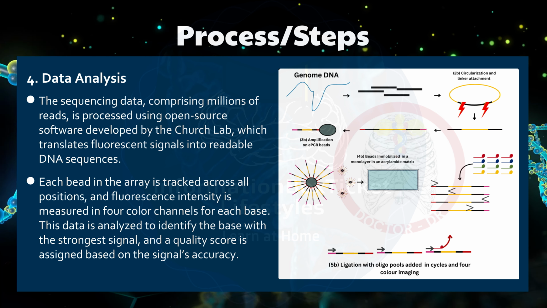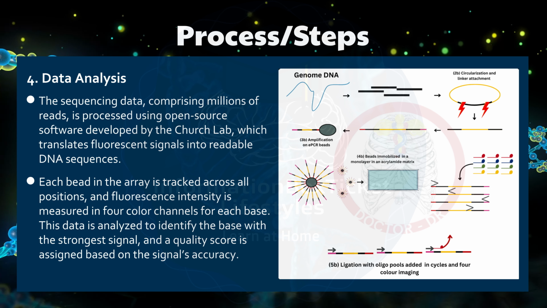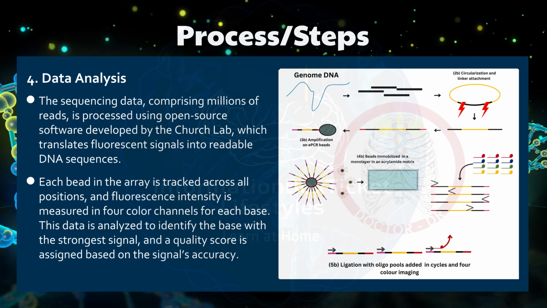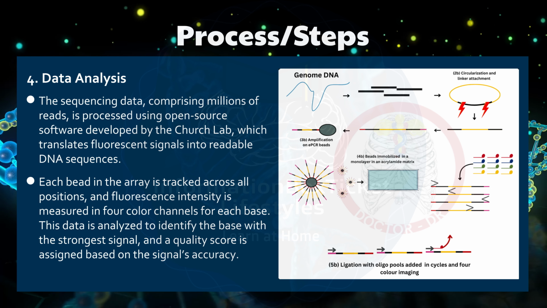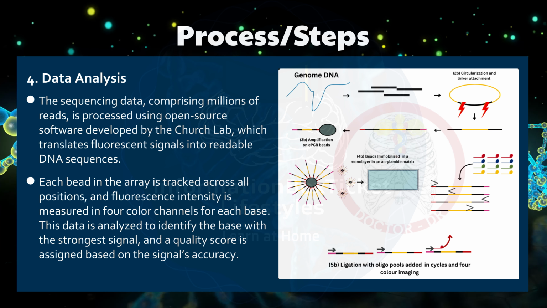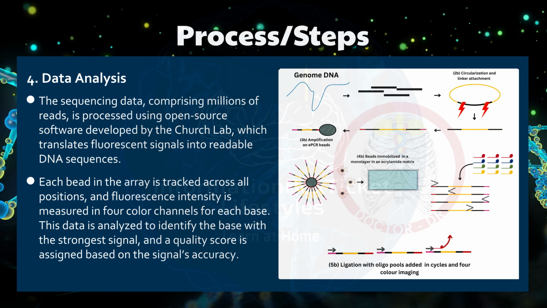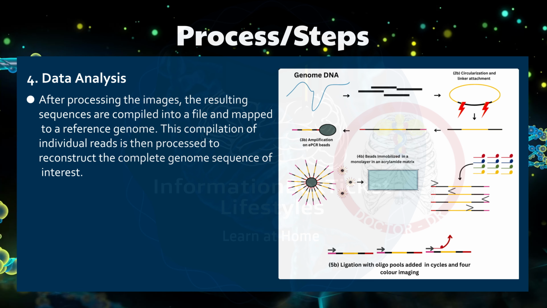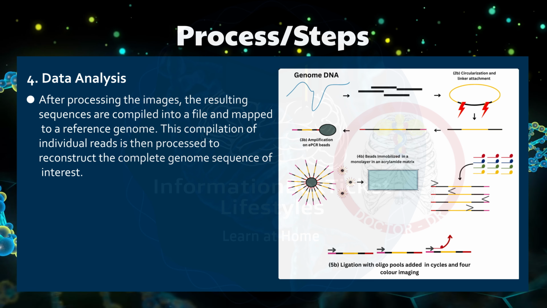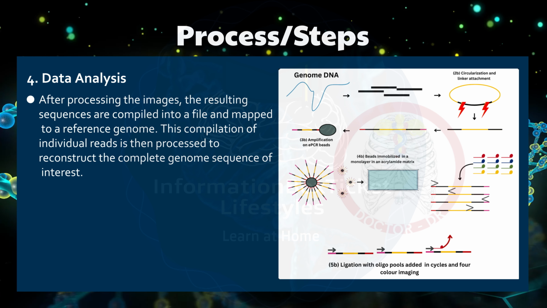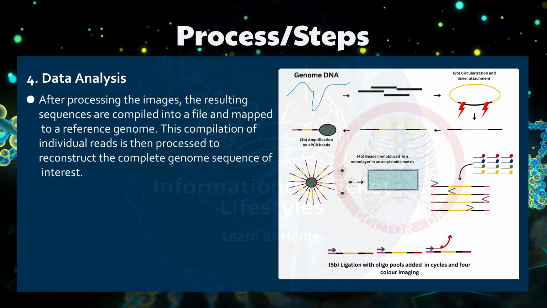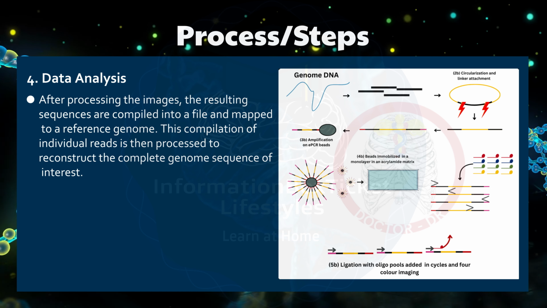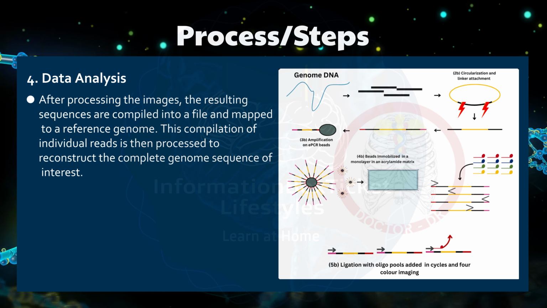Each bead in the array is tracked across all positions, and fluorescence intensity is measured in 4 color channels for each base. This data is analyzed to identify the base with the strongest signal, and a quality score is assigned based on the signal's accuracy. After processing the images, the resulting sequences are compiled into a file and mapped to a reference genome. This compilation of individual reads is then processed to reconstruct the complete genome sequence of interest.